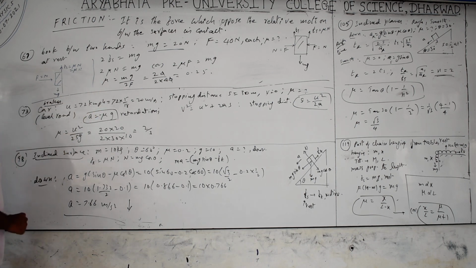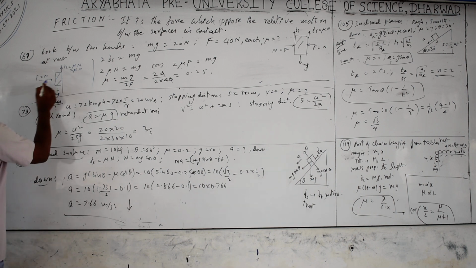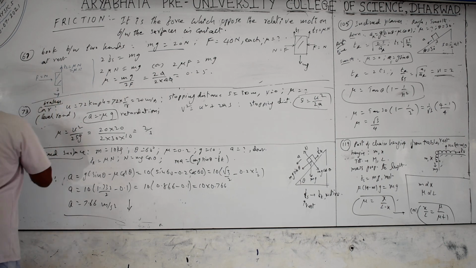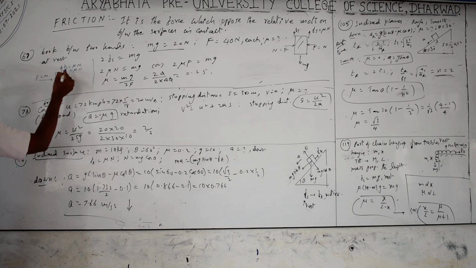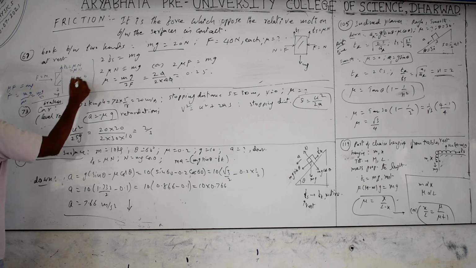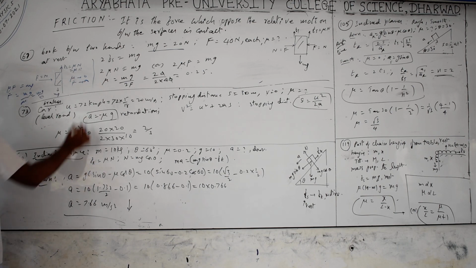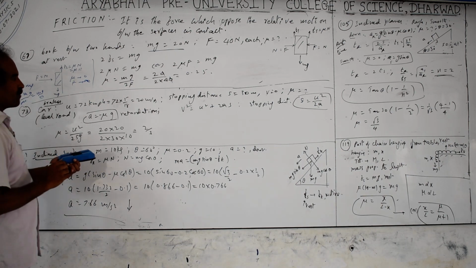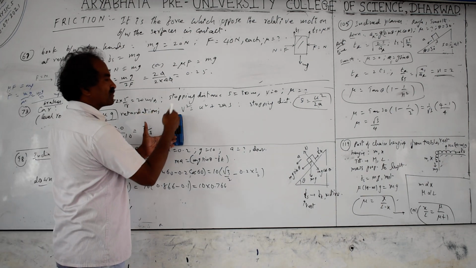If mu is 0, they will ask how much force is required to stop it. Here mu F equals mg, so F equals mg by mu. If the surface is smooth, mu is 0, that means F equals mg by 0, and as mu tends to 0, F tends to infinity, since 1 by 0 is infinity. Infinite force is required to stop it if there is no friction between the surfaces. So that means you cannot stop it at all.